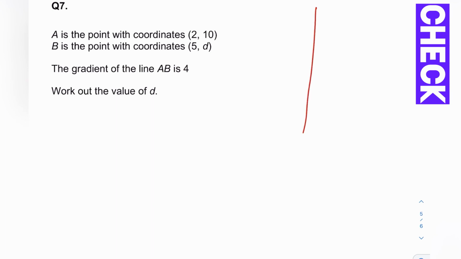So again, we need to draw a diagram and plot our coordinates. Our x ordinate of A is 2 and our y ordinate is 10. Our x ordinate this time is 5 and our y ordinate is D. Because this has got a positive gradient, we know that our line is going to increase, so D must be above 10.